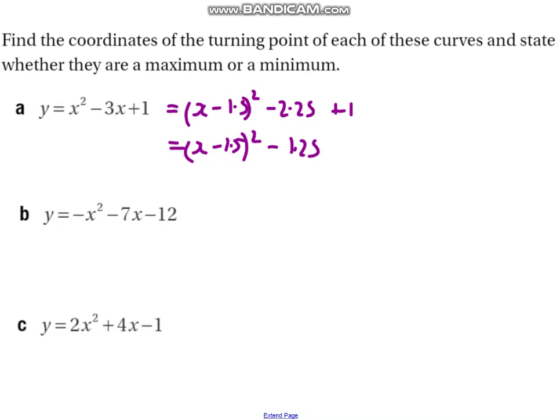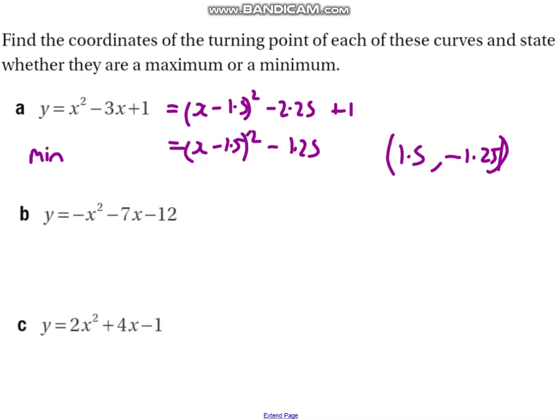Alright, so would this be a maximum or a minimum? Well, it's going to be a minimum, because we've got a positive x squared there. And it's going to be a minimum when this bit here is the smallest it can possibly be. Now that is going to be 0, because something squared can never be less than 0. And this will be 0 when x is equal to 1.5. Then if this bit's 0, all that's left for the value is minus 1.25 there. So that will be the coordinates of your minimum.